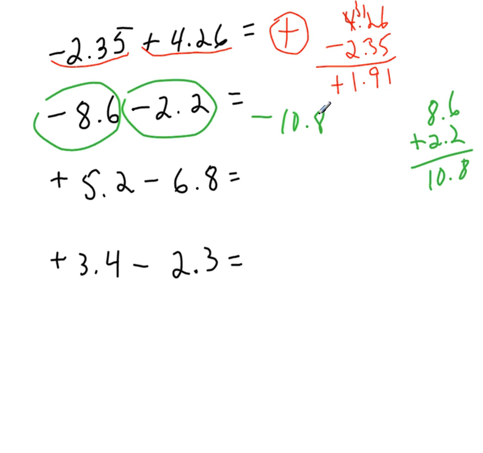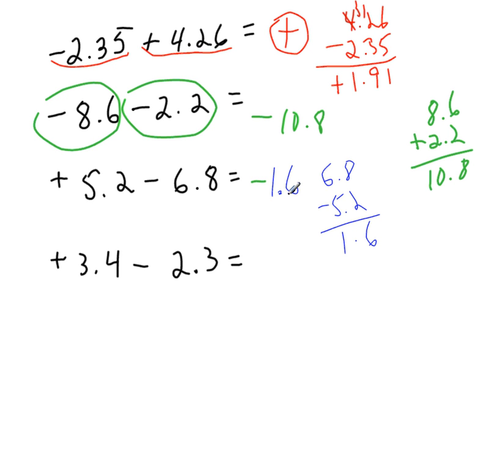Now the third example, we have 5.2 and I've lost 6.8. We already established it's going to be a negative number. Now what we need to do is decide the difference between 6.8 and 5.2. So 6.8 subtract 5.2, and I get 1.6. So if I have 5.2 and I lost 6.8, I will be below 0, 1.6. The answer is negative 1.6.